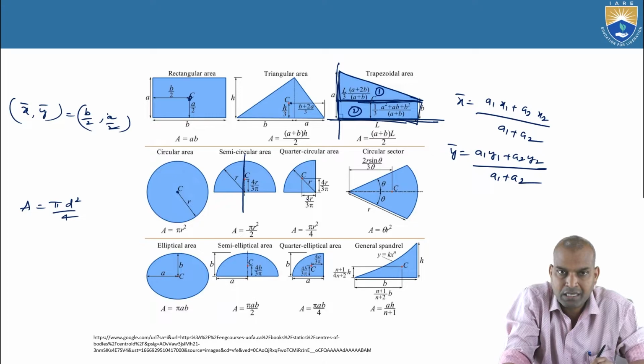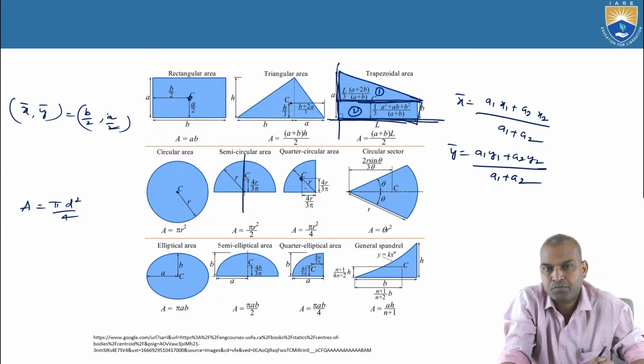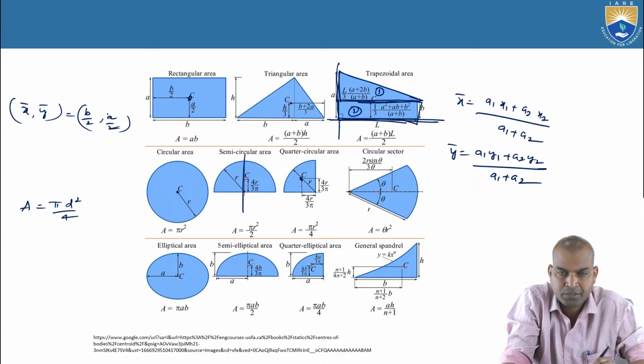This is the quarter circle area. The quarter circle area means 1 by 4 times the area of the circle, pi r square. And what about the centroidal portion? The centroidal portion is 4r by 3 pi and 4r by 3 pi, bar x and bar y.